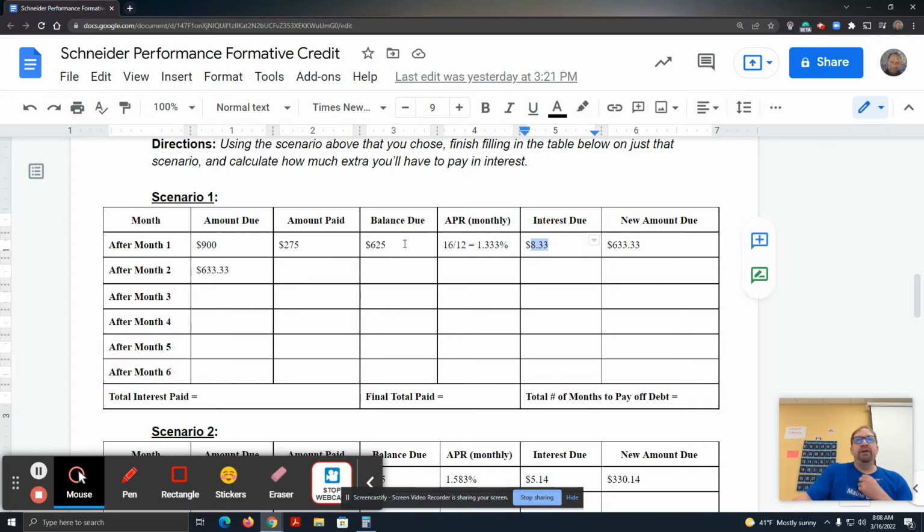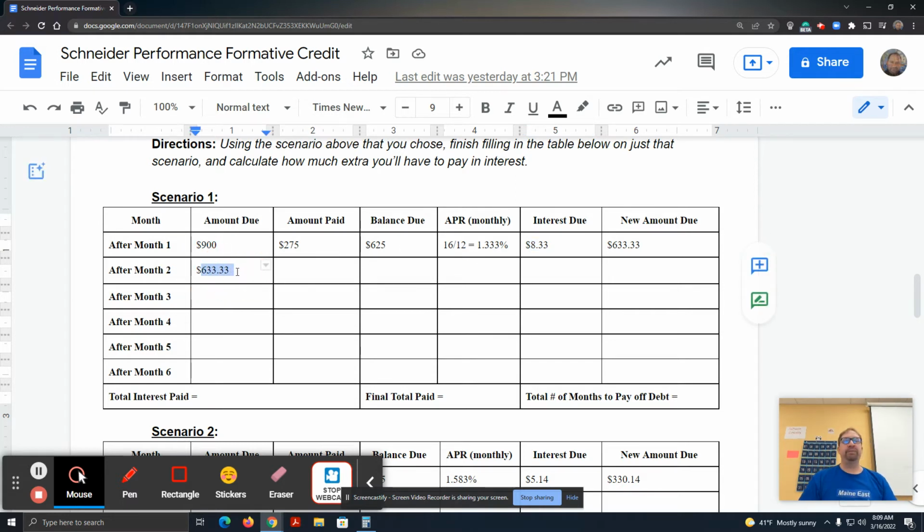$8.33. Now, what the credit card companies will do is take my remaining balance and multiply it by the interest rate, APR, and then you'll get a dollar value. Now, this dollar value is going to add to your debt. Not subtract from your debt, but add to your debt. So my balance went from $625, remaining debt, to $633 because we added the dollar value of the interest to the remaining balance. So now this number carries down to the next month.